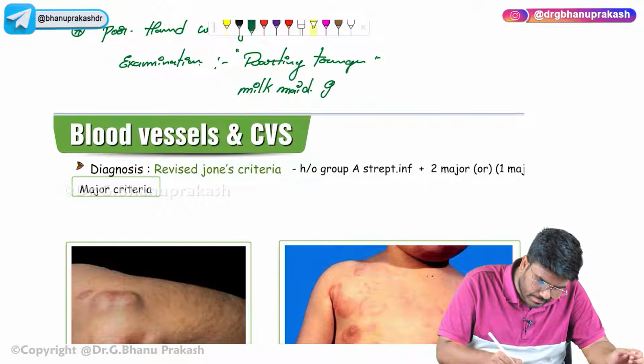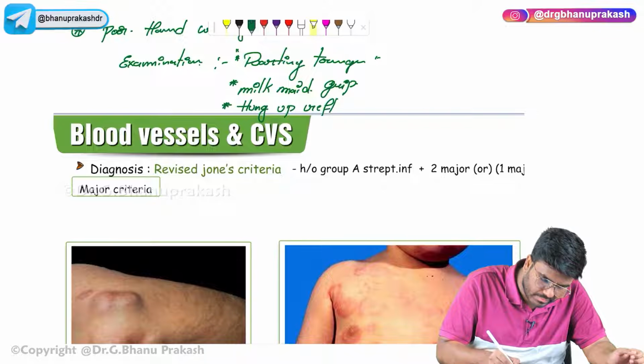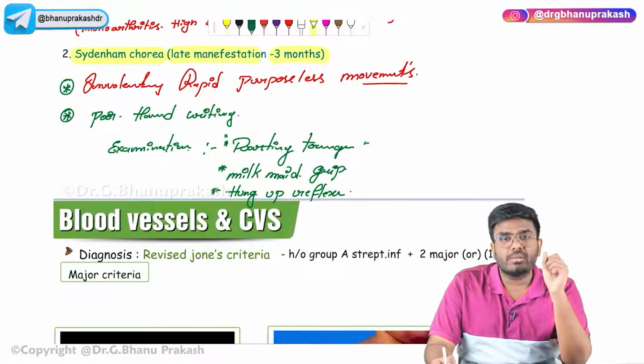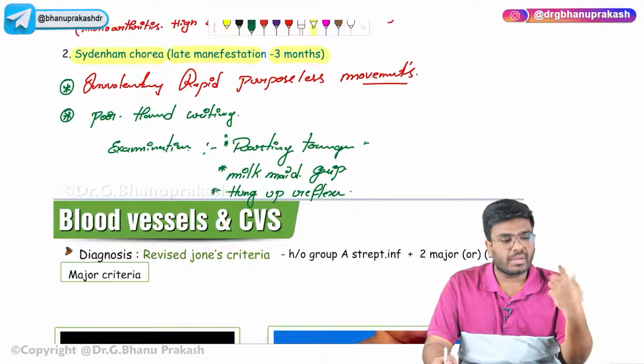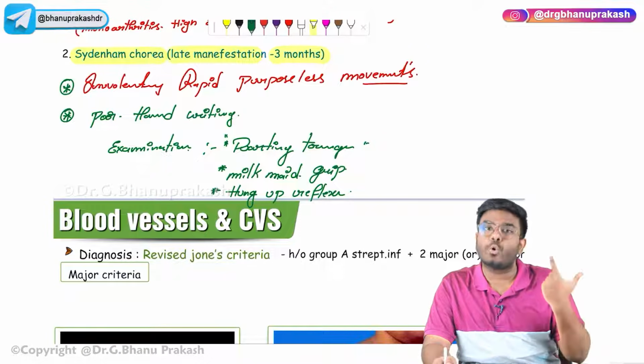Milkmaid grip. Because of this central nervous system involvement, the reflexes are not going to be proper; they will be hung up. So upon doing the examination, because of the central nervous system involvement, the patient is going to have unnecessary rapid purposeless movements. These are called chorea.